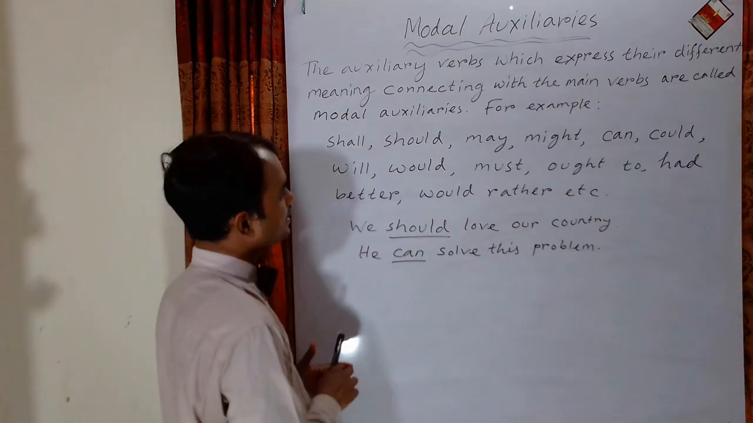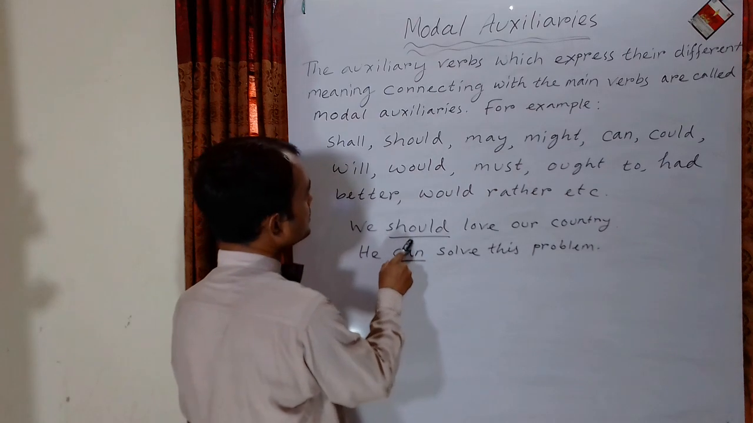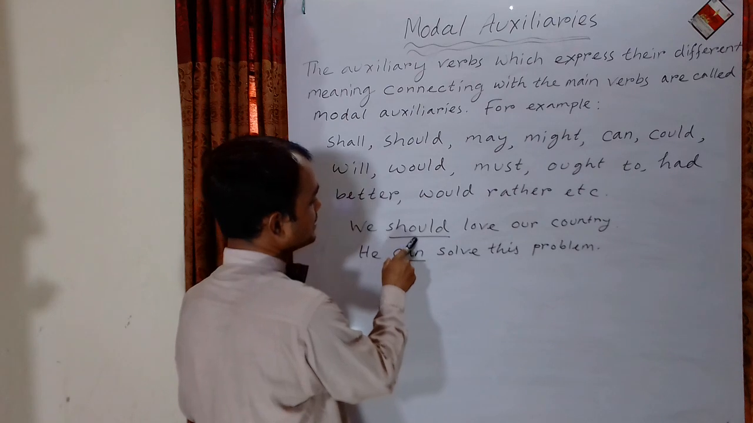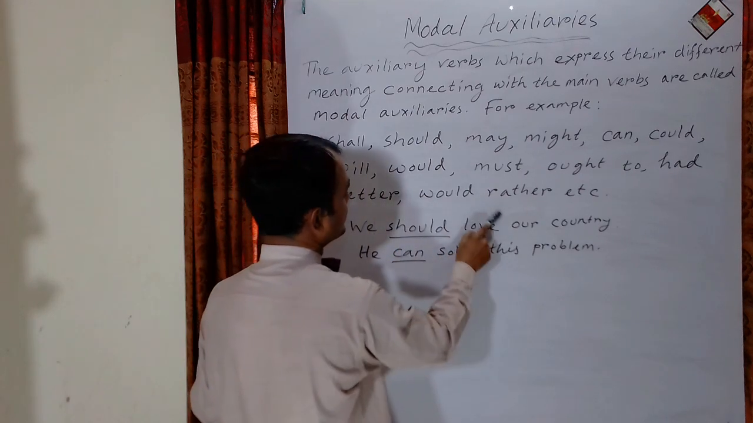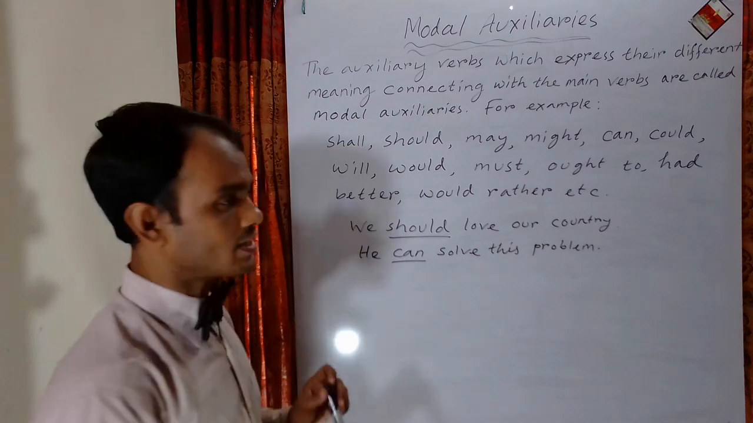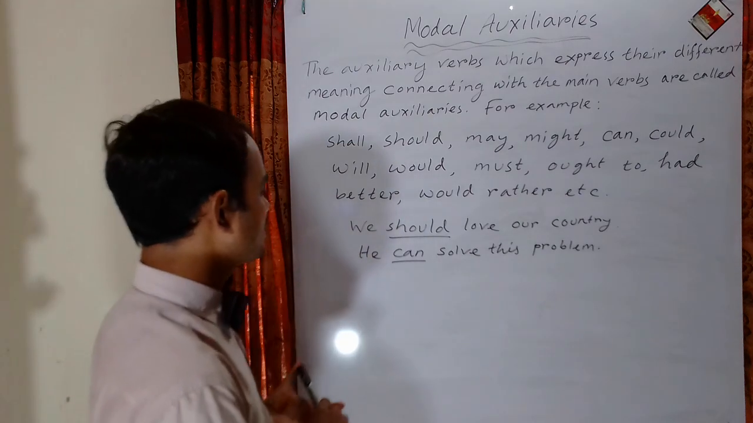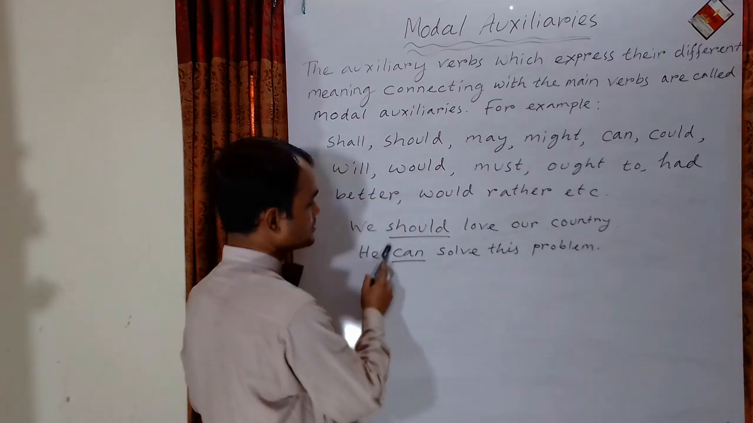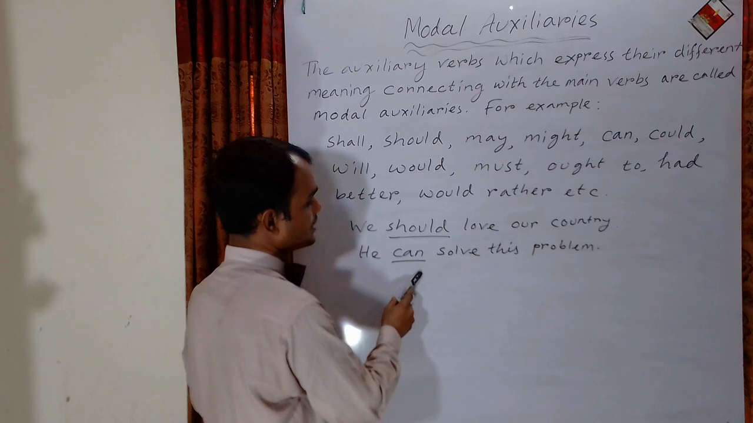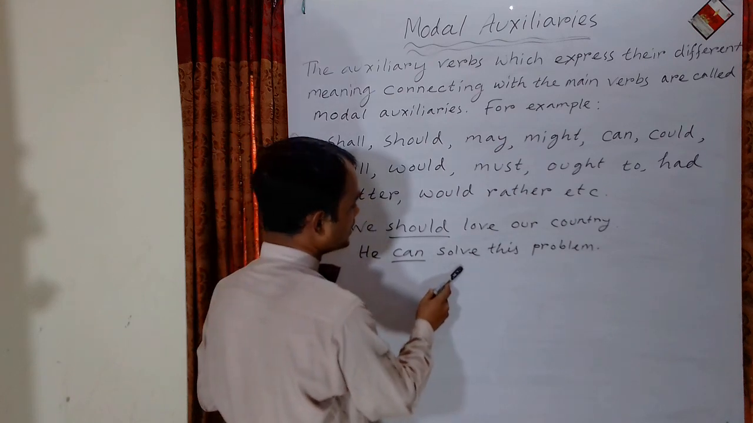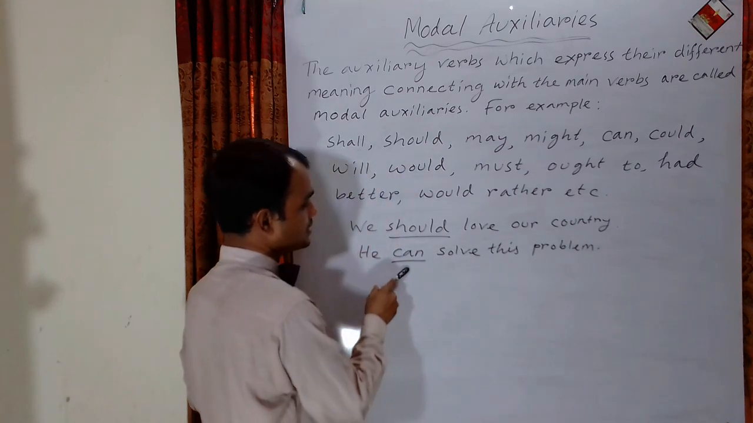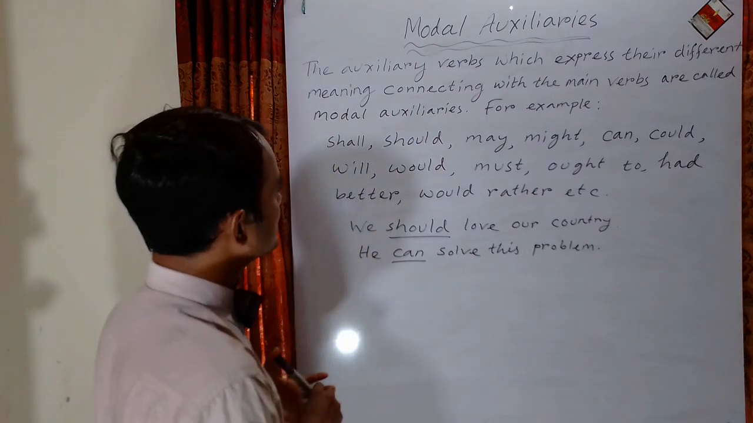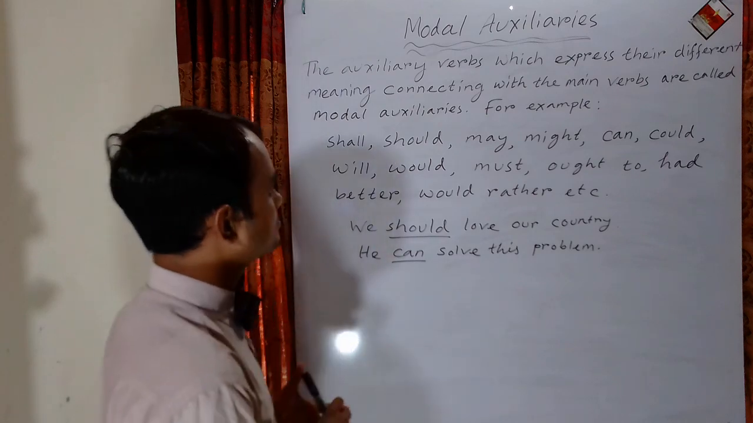Okay, should is a modal auxiliary verb. It has been connected with the main verb love. Okay, and it indicates its meaning. In the second sentence, he can solve this problem. This verb can is connected with the main verb solve, and it is expressing its meaning. What is this? It is a modal auxiliary verb.